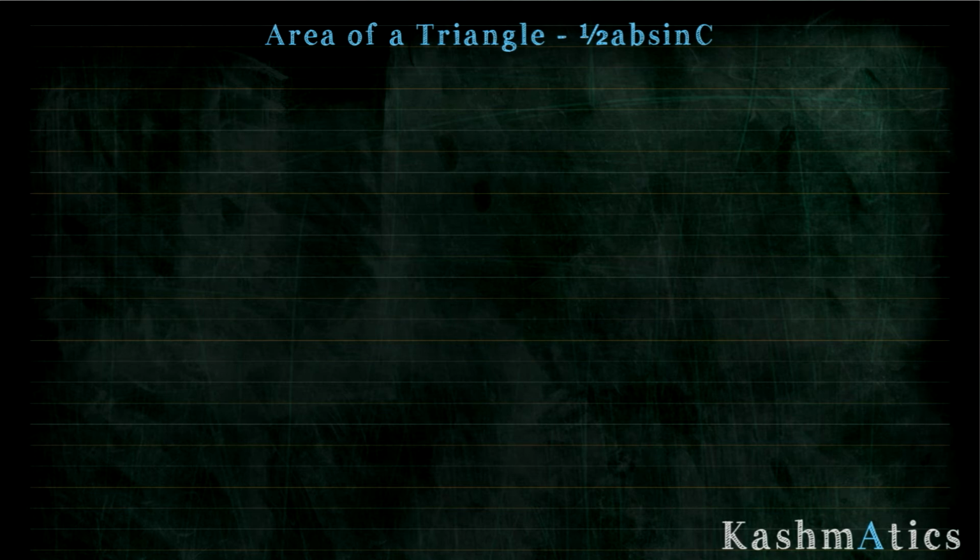In this lesson, I'm going to show you how to calculate the area of a triangle using the formula a half AB sine C. I'm also going to flip the questions around so you know how to answer them just in case they're presented to you slightly differently. So grab yourself a pen and some paper and let's get started.